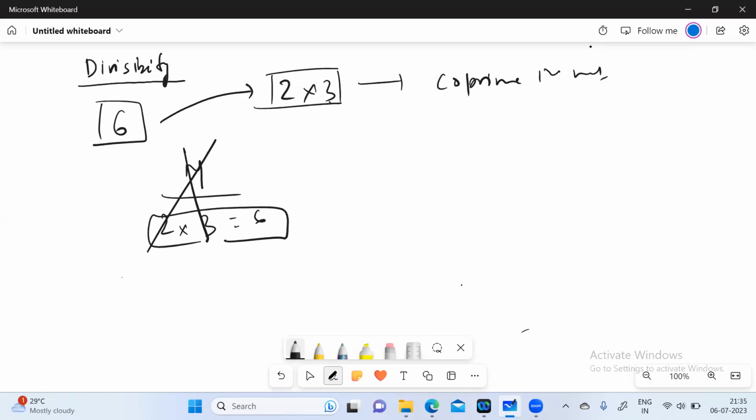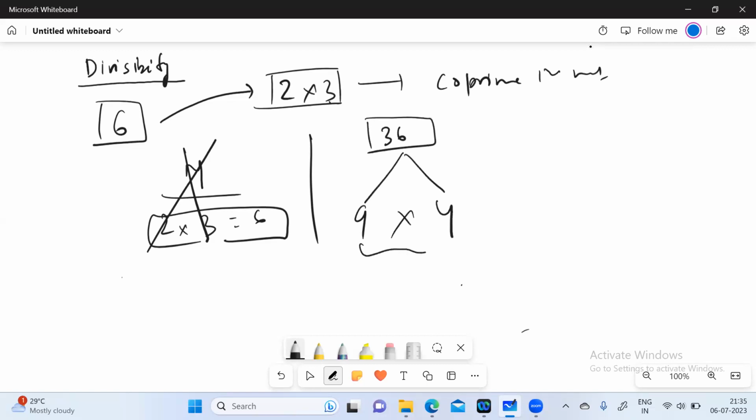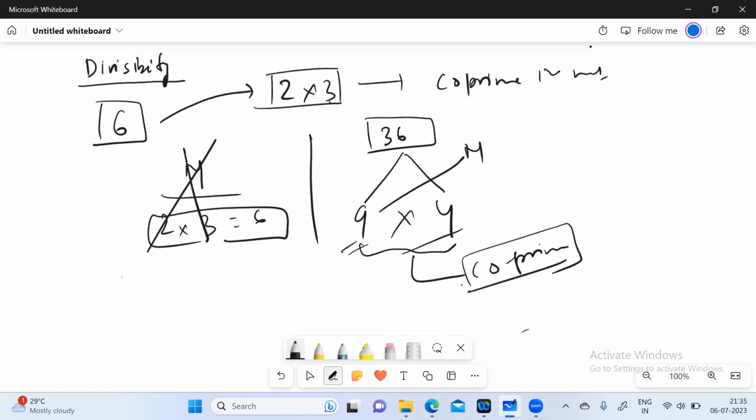Similarly, if you want to check whether a number gets divided by 36 or not, we will break it into two terms, 9 into 4, which are co-prime. You break the number only into those numbers for which you know the divisibility rule, co-prime together. So if that number n gets divided by 9, which you can check through the divisibility rule, and also separately gets divided by 4, then that number will also get divided by 36.